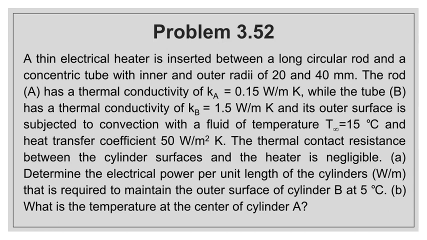And the questions are: first, determine the electrical power per unit length of the cylinders that is required to maintain the outer surface of cylinder B at 5 degrees Celsius. And second, what is the temperature at the center of cylinder A?